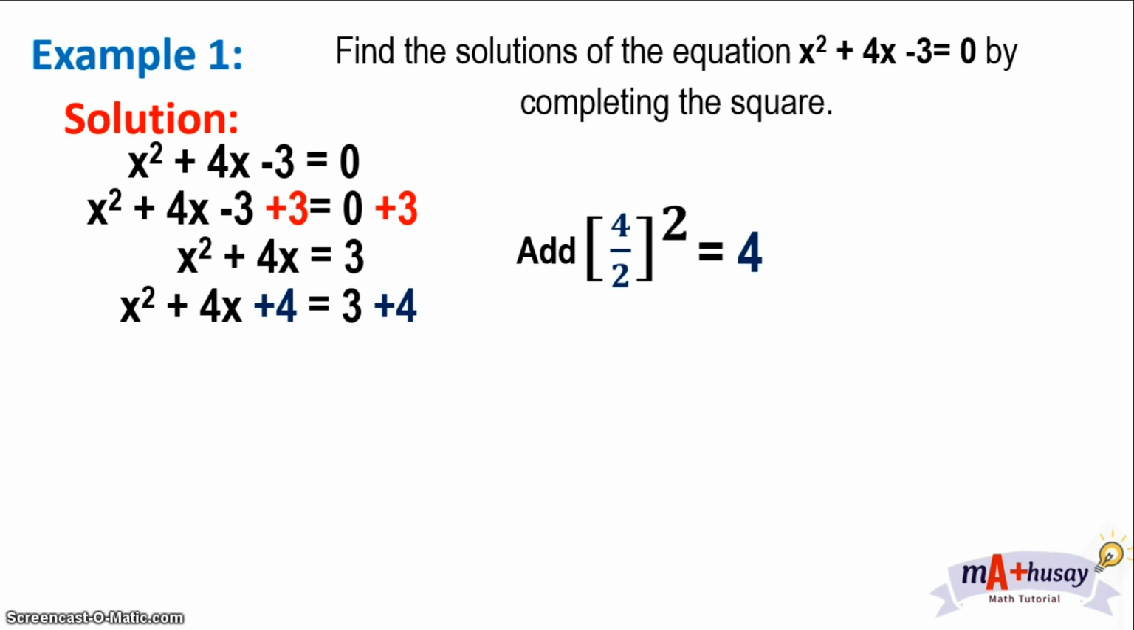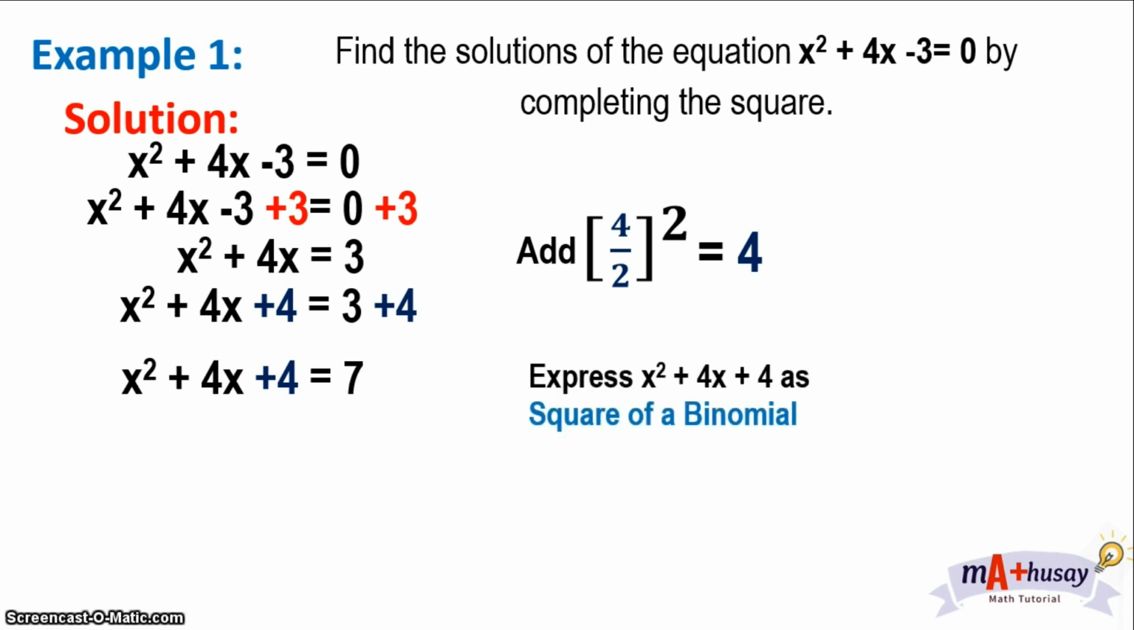Now, on the left side of the equation, meron na tayong perfect square trinomial. So let's simplify this first. We have x squared plus 4x plus 4 equals 7. Now again, we have a perfect square trinomial on the left side, and now we can express this as a square of a binomial.